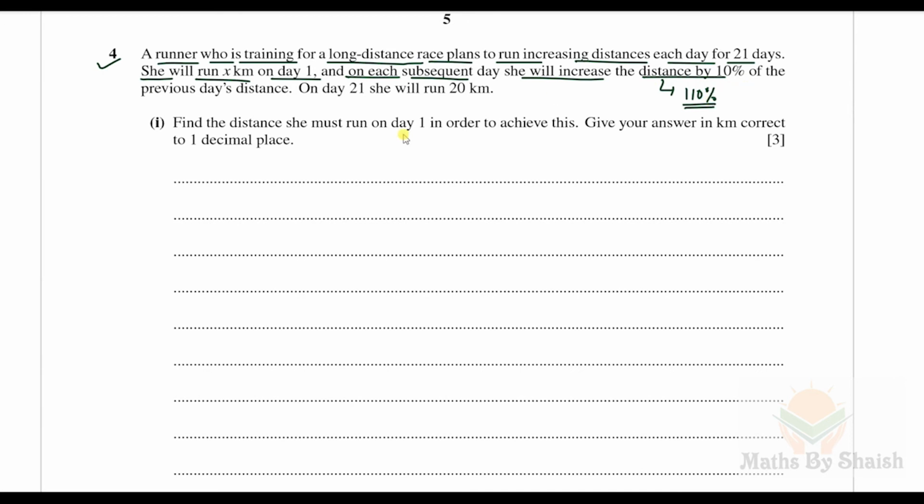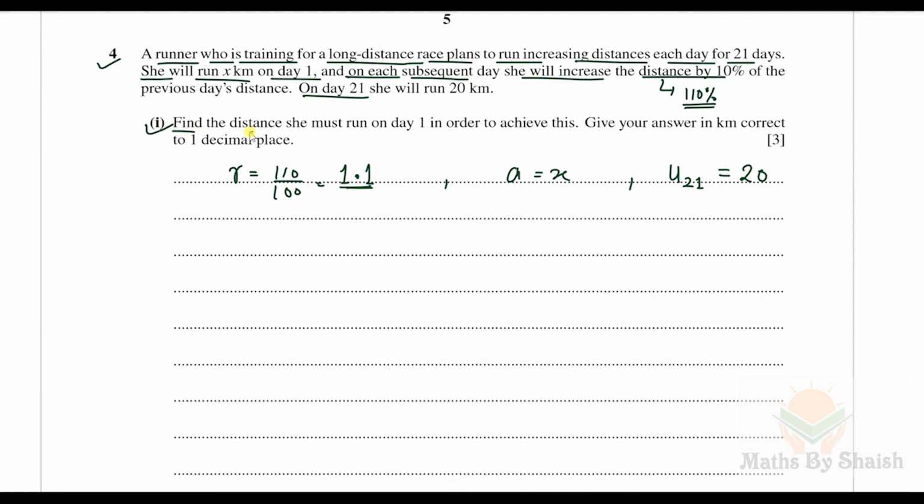So from here I'll write directly the common ratio will become 110%, and that is 1.1. This is the multiplication factor every day. So previously 10%, so it is 1.1, and day 1 it was x kilometers, so a is equal to x, and on day 21 she will run 20 kilometers, so it means u21, the 21st term, is going to be 20. So we are going to use this information to answer the question.